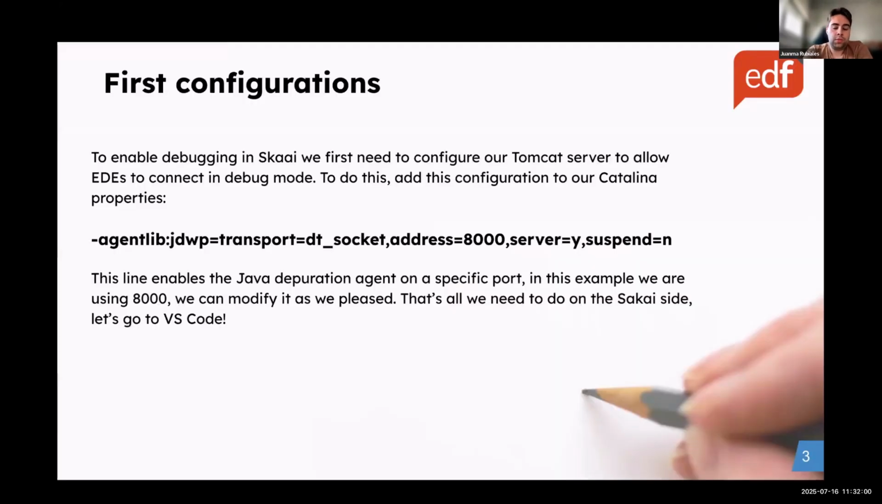So the first thing we need to do is enable some configurations inside our Tomcat server. We first need to go inside our config files. Now I will show how I configured my own properties. We only need to put this little script that is only saying that we allow our Sakai to open the Java debug agent on a specific port. Later on, I will show you how to connect your IDE to this port.